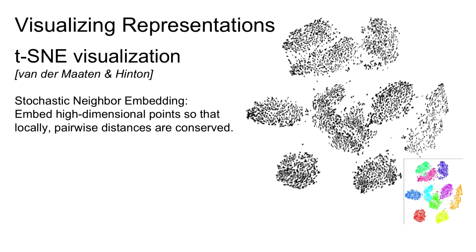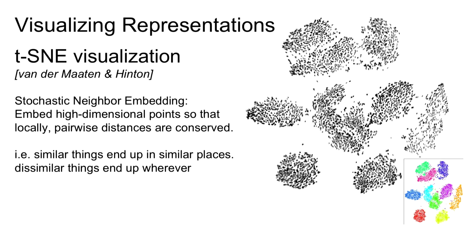T-SNE is stochastic neighbor embedding. It's a method of doing this, basically preserving closeness rather than long distance when you do a projection. The idea is that things that are close in high dimensions, when they get projected down, will be close in 2D.